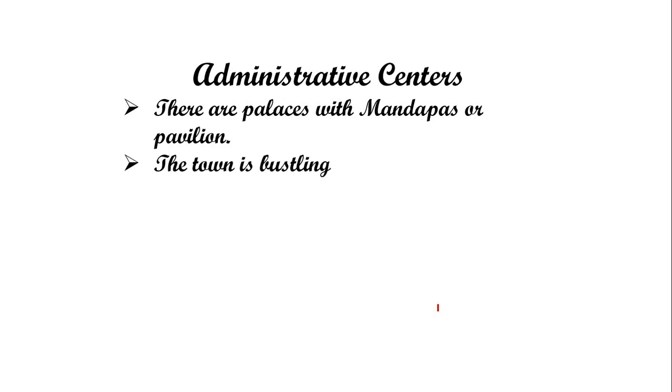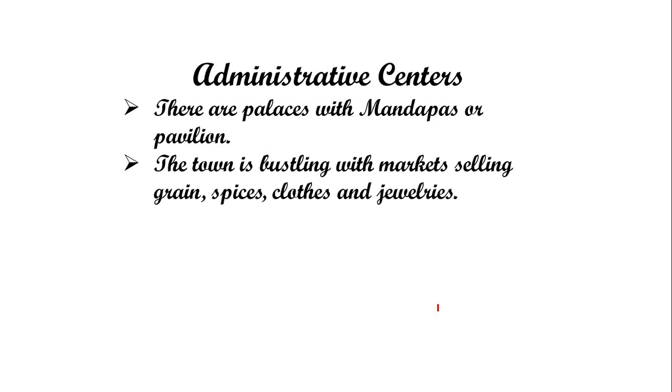Okay, and the town is bustling with markets selling grain, spices, clothes, jewelries. So beta, here it is given as an example of trading activities. In these cities, due to the administrative activities and temple towns, so many people came here. In Thanjavur there was a great market, with trading activities also, in which traders sold grain, spices, clothes, jewelries, all the things related to basic needs. So beta, now we can see that in Thanjavur we find religious activities also, administrative activities also, and commercial or trading activities also.